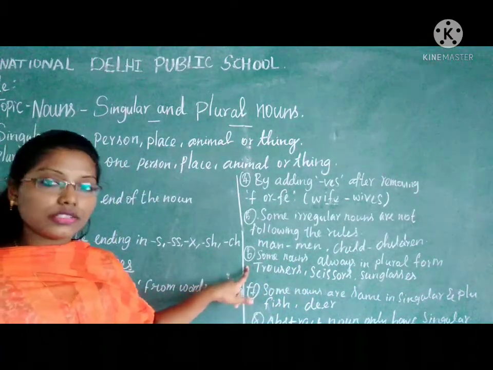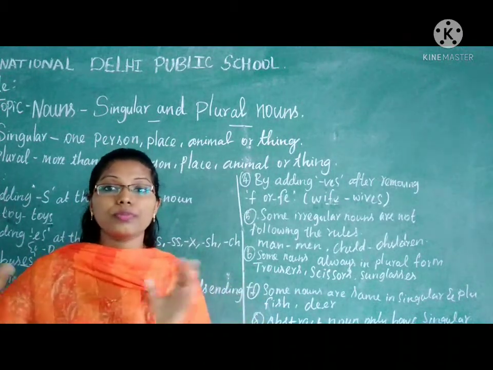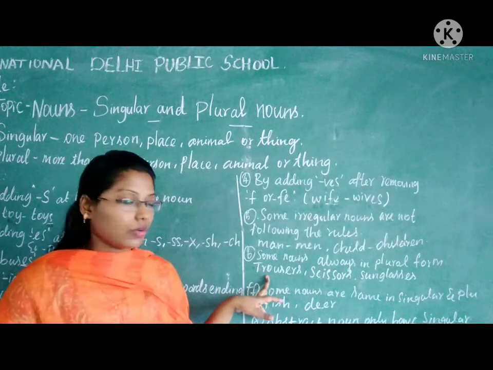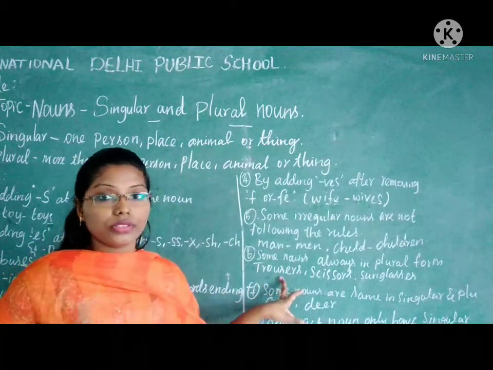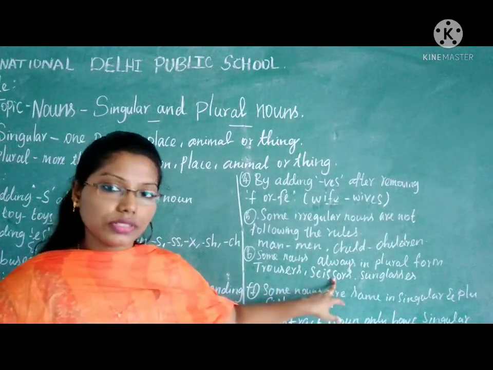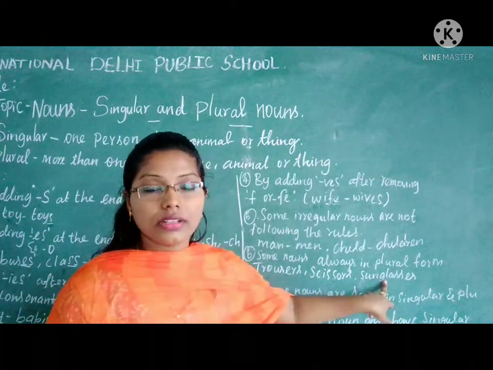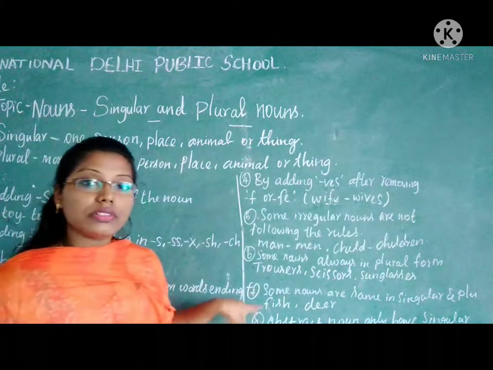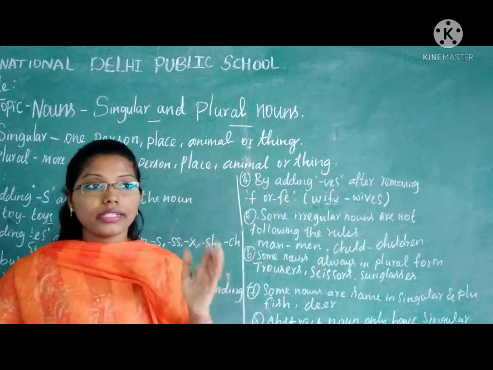Then look at the sixth one. Some nouns always take plural forms. For example, trousers. It should always be in plural form. Trousers, not trouser. Scissors, not scissor. It should always be in plural form. Sunglasses, spectacles. Okay.